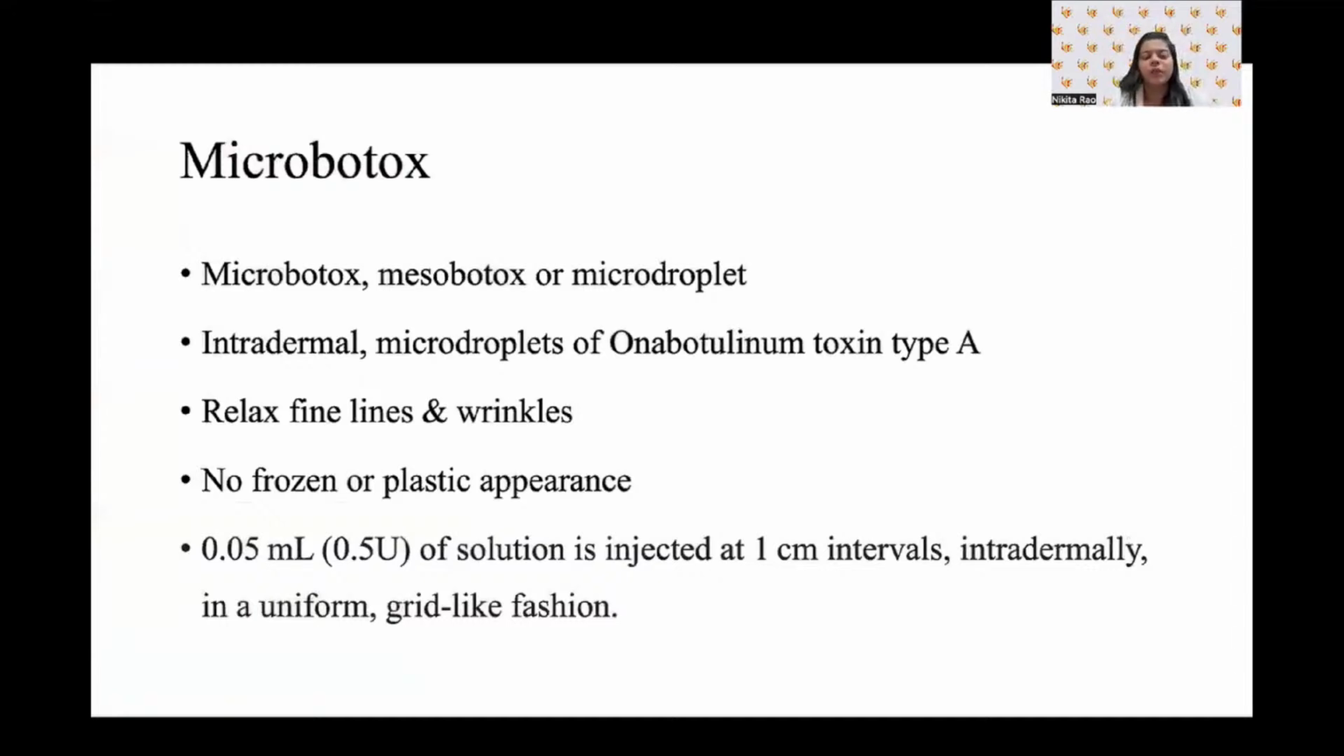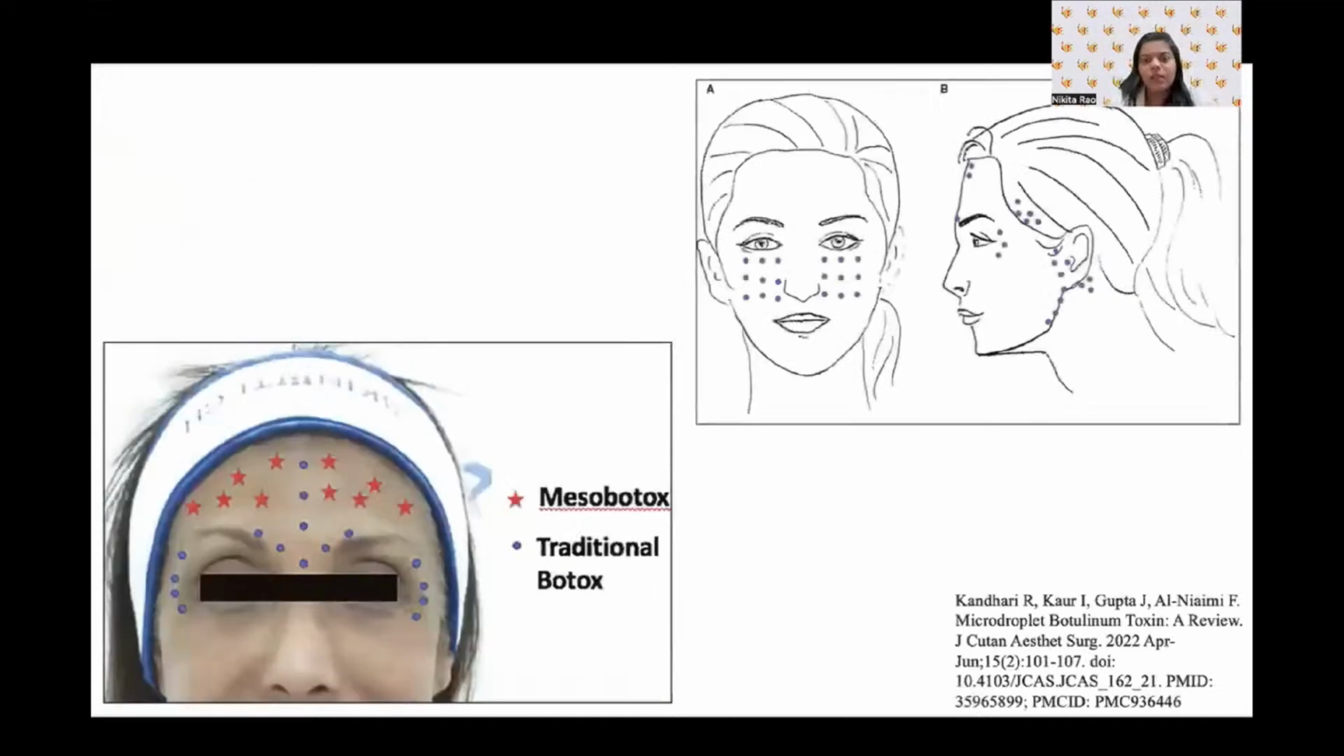So now talking briefly about microbotox. Microbotox, also known as mesobotox or microdroplet, is intradermal microdroplet injection of onabotulinum toxin type A. It relaxes fine lines and wrinkles and has the advantage of no frozen or plastic appearance. Here 0.05 ml of the solution is injected at 1 centimeter intervals intradermally in a uniform grid-like fashion. So these are a few injection points where mesobotox is given.